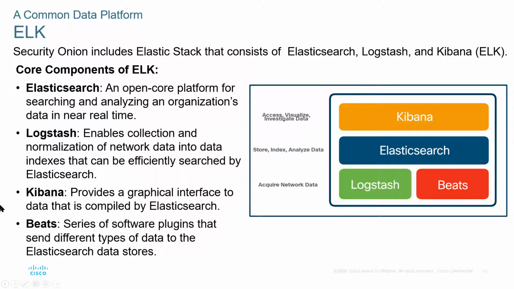So Elasticsearch is an open core platform that's used for searching and analyzing an organization's data in near real time. Logstash is going to enable collection and normalization of log data or network data into data indexes that can be efficiently searched by Elasticsearch up here. And then Kibana is going to provide a graphical interface to that data that's compiled by Elasticsearch. You also have Beats down here, which is just a series of software plugins that send different types of data to the Elasticsearch data stores.